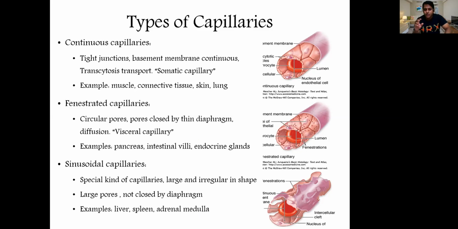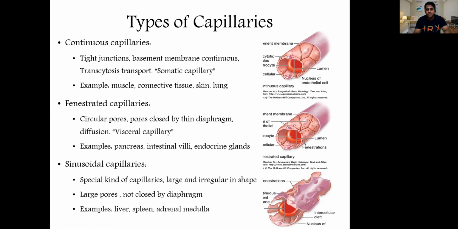These endothelial cells have many pores within them, and they help in the diffusion of substances through them. But these endothelial cells lie over the basement membrane, which is continuous throughout the capillaries. So the basement membrane is continuous, and the endothelial cells have pores through them. Like this, the basement membrane forms a slit-like diaphragm for them, right?